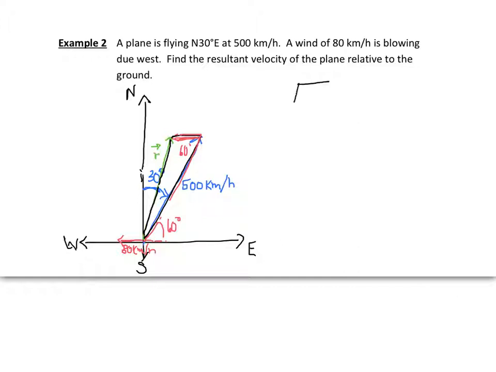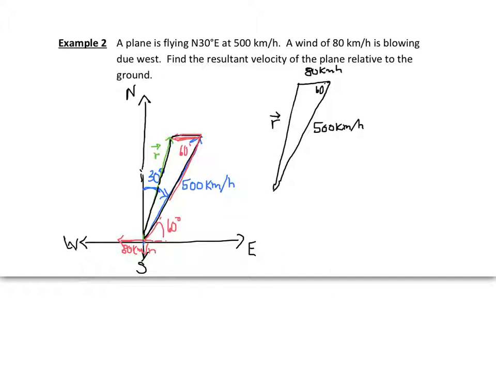So I'm going to redraw this triangle off to the side, to give you a clear idea of the numbers we're looking at here. So we just said this angle at the top is 60. This is our resultant vector that we're looking for. That is supposed to be an R. There we go. This side is 500 kilometers per hour. That's your velocity vector for the plane. And what am I missing? Oh, this vector at the top is 80 kilometers per hour.